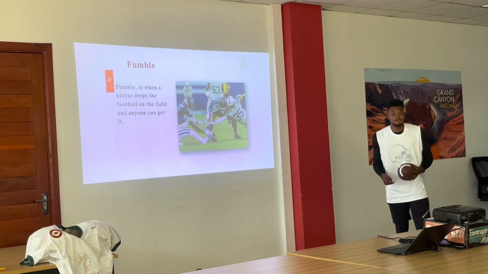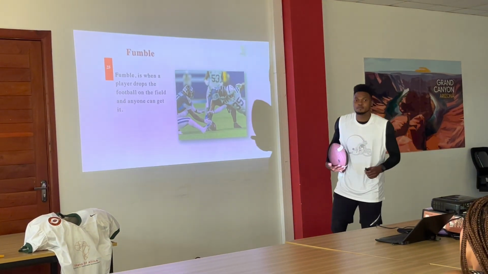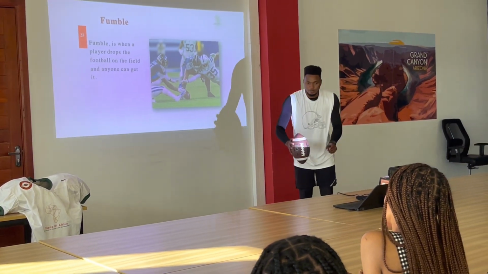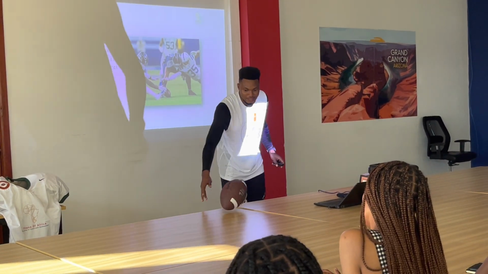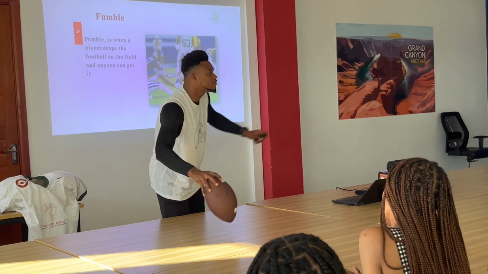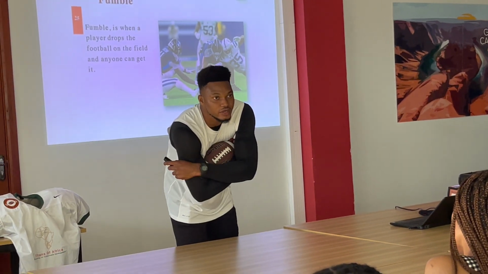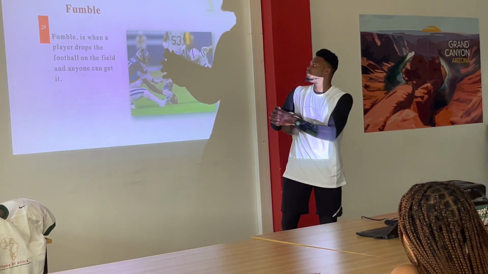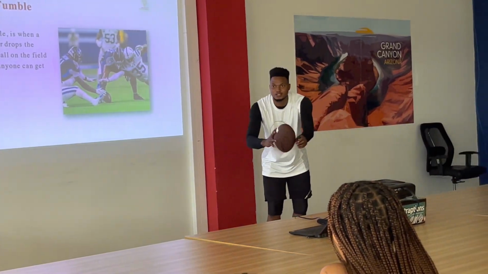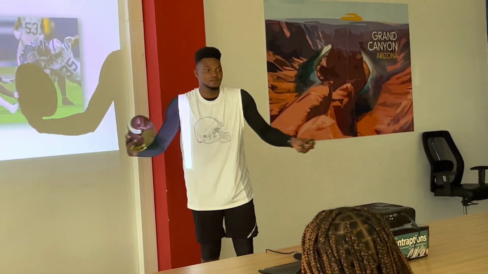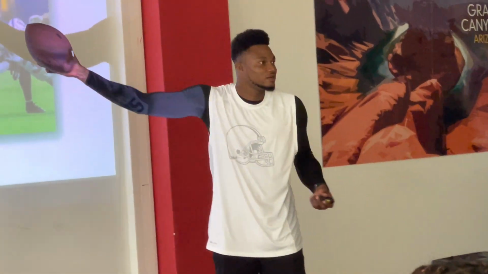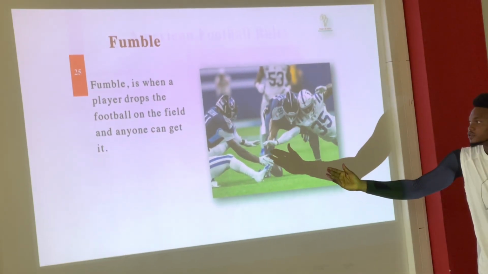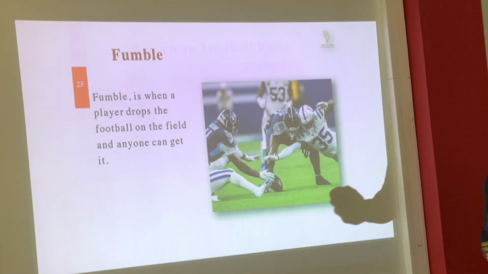Now there's something called a fumble. Assuming I passed my ball to Joy, and Joy was not able to catch the ball. So the ball drops on the floor and it's just rotating this way. Every player can rush on and try to secure it and be there on the floor. When that actually happens, that's called a fumble. When she's not able to catch the ball, it falls and it's fumbling. That's how they come up with the name fumble. So fumble is when a player drops the football on the field and anyone can get it.